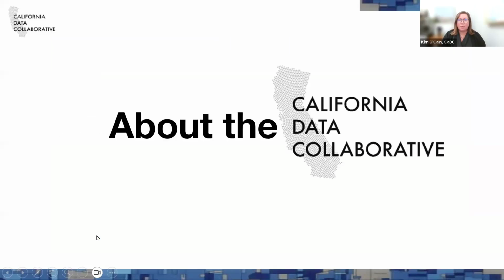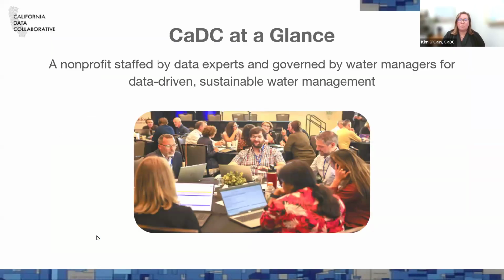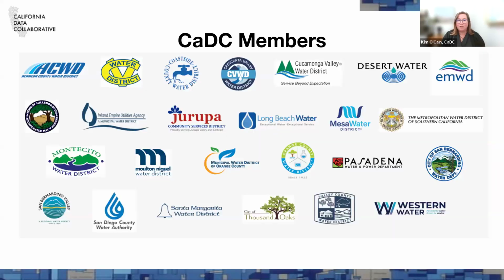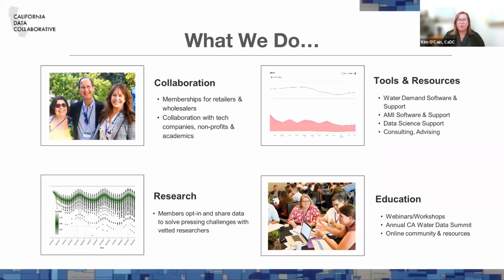So who is the California Data Collaborative? Well, we are a nonprofit. We are staffed by data experts, but really governed by our members who are all water agencies. Their role is really to help drive data-driven, sustainable water management. This is a list of all of our current members. Collaboration is in our name, so that's a big focus of what we do. Our members really drive the innovation and the software and the tools and resources that we develop.